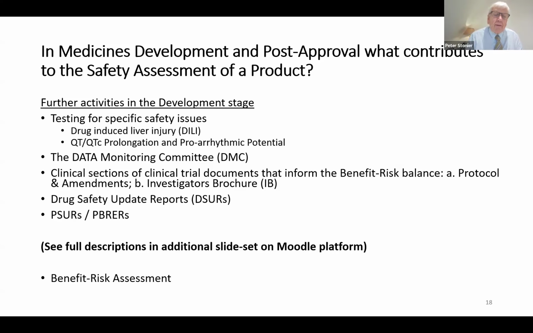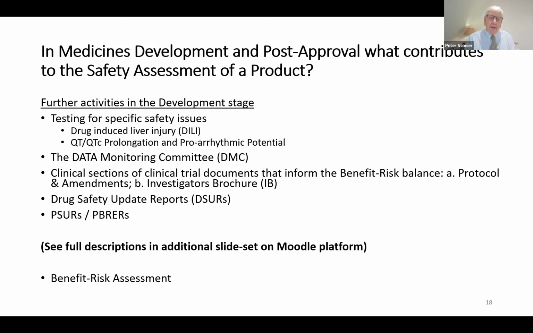Specific product. And the same thing for if we detect QT interval prolongation and proarrhythmic potential in a compound, then this can be studied now quite specifically during the development phase to see what the implications of this might be for the product.